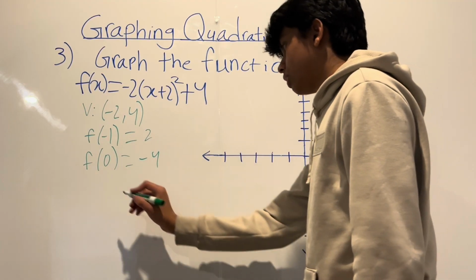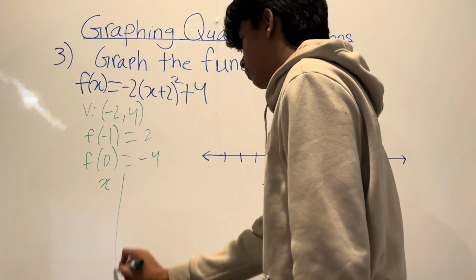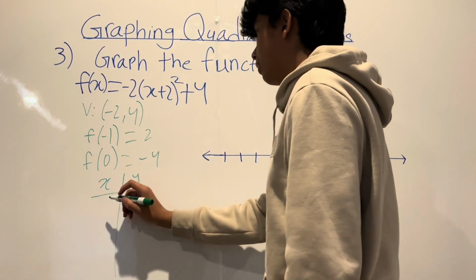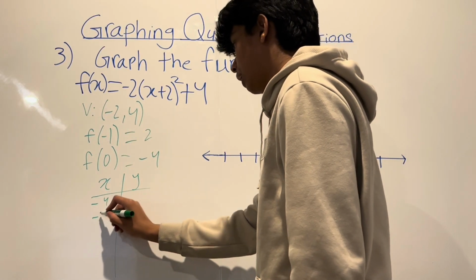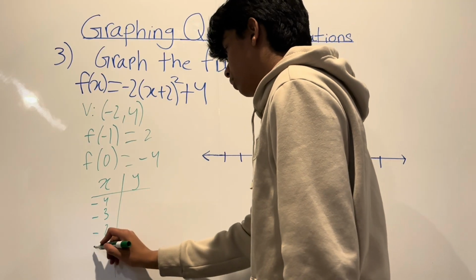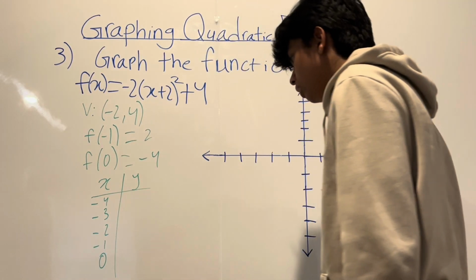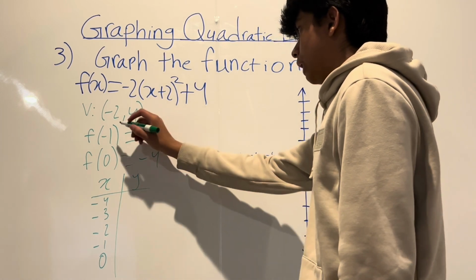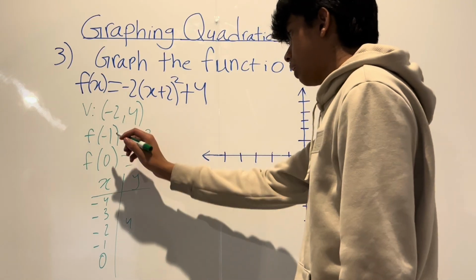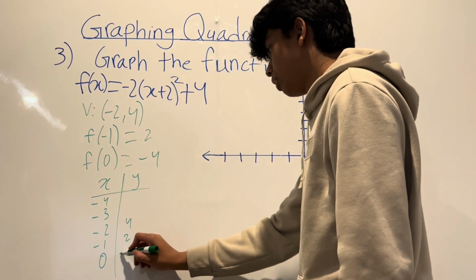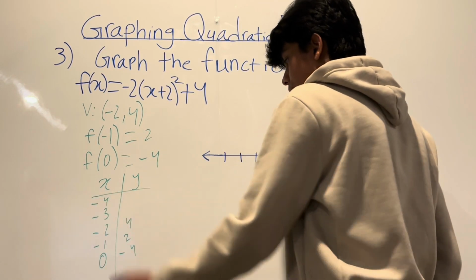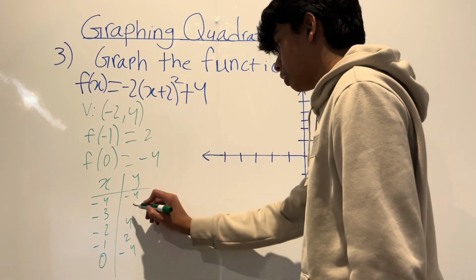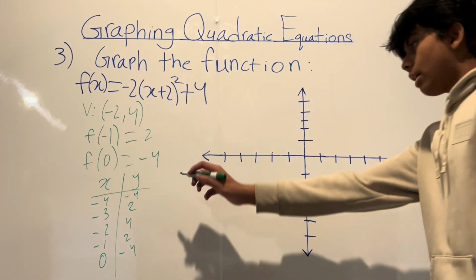And now let's make our table. We have x and y. So 2 points to the left of -2 is -4, and then -3, -2, -1, and 0. And now let's plug in our points, or our y values. So -2 will be 4, and we calculated -1 will be 2, and this is -4. 0 corresponds with -4, which is also going to be -4. And -1 corresponds with -3, so this is 2. Now we have our points again.